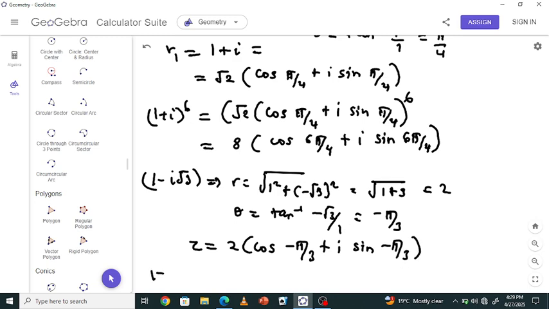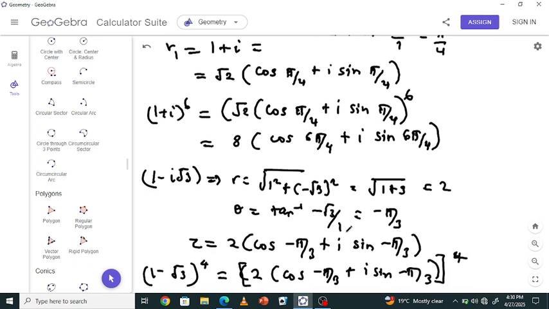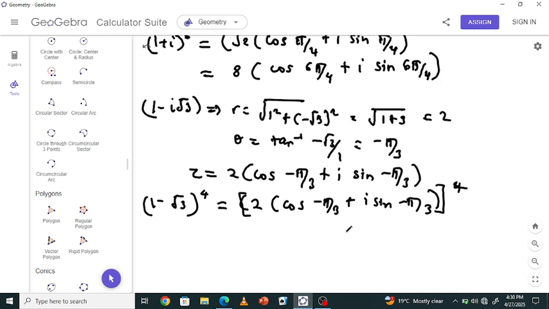But now we have 1 minus i root 3 raised to power 4. We are going to have 2 into cos minus pi over 3 plus i sin minus pi over 3, and now we are going to raise it to power 4. We apply De Moivre's theorem like in the other case. 2 raised to power 4 gives us 16 into cos minus 4 pi over 3 plus i sin minus 4 pi over 3.